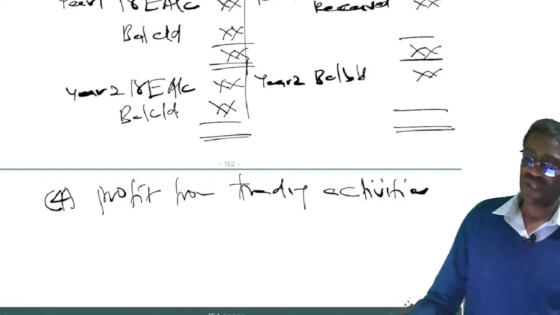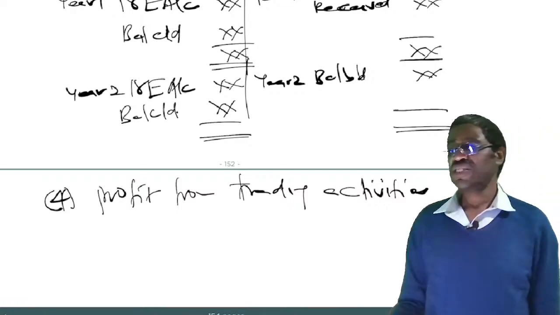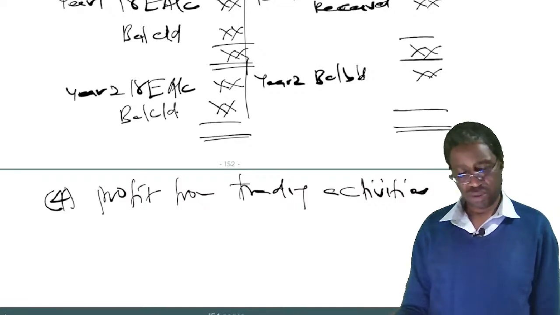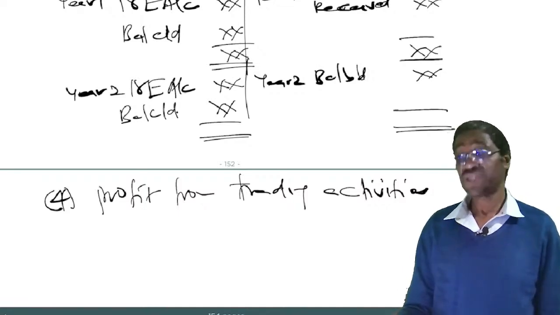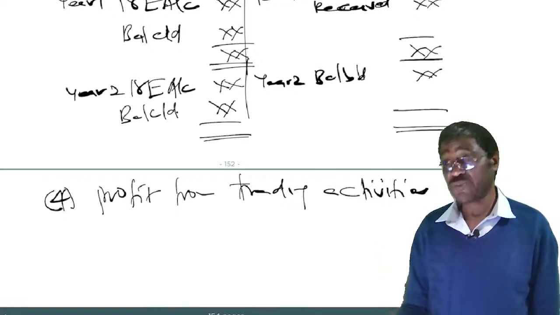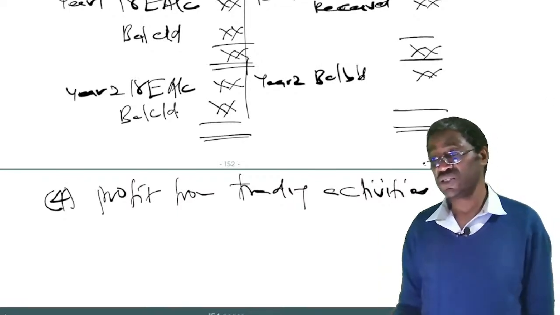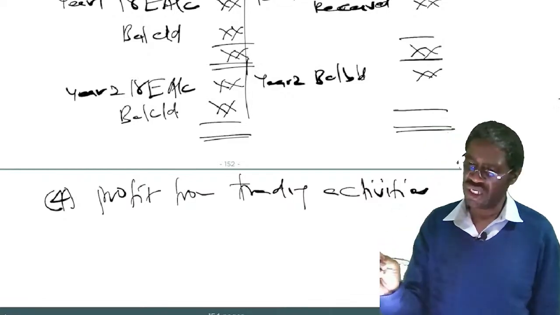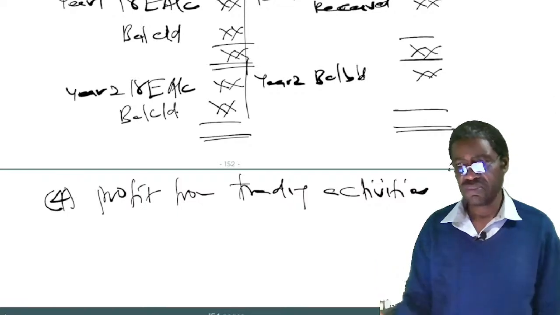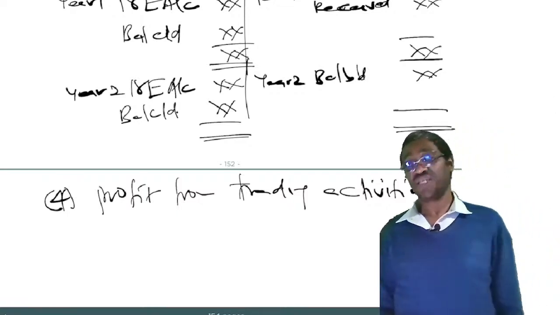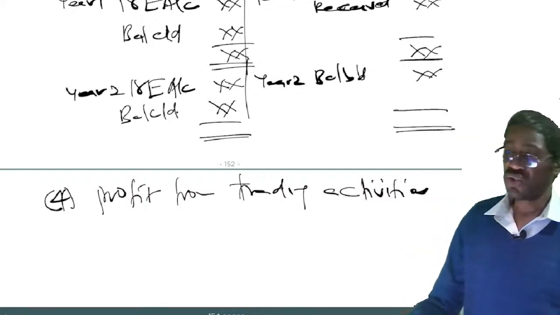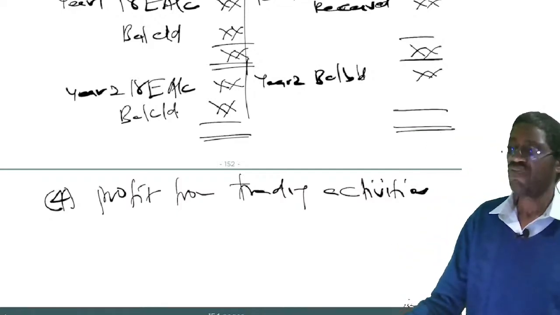Then you say this: the net profit from such trading activity should be considered as an income of the organization.